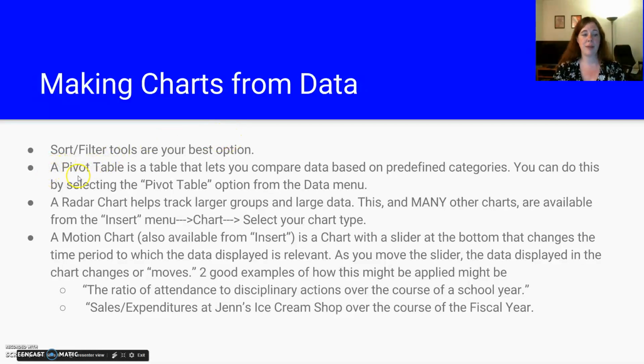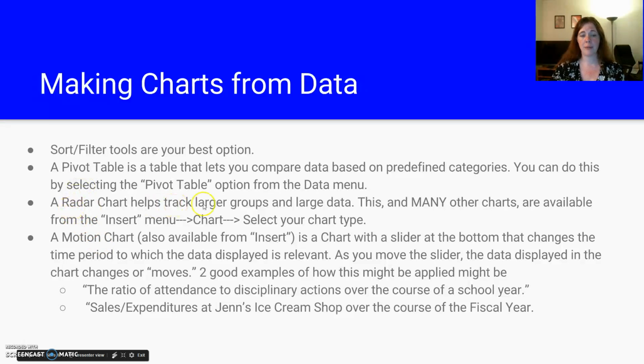They also brought up pivot tables, radar charts, and motion charts, but there is a wide selection of charts available to you if you are working with Google Sheets. Most of those charts are available from the Insert menu. Then you go to Chart, then you select your chart type. Only certain charts will be available to you based on what kind of data you're displaying. Specifically, the motion chart is only available if you display data in a certain format that it likes.